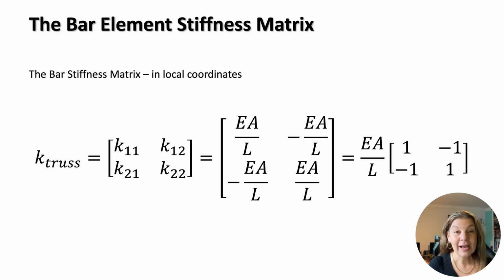And that's it. We have derived the stiffness matrix for a bar element or a truss element in its own local coordinates. As you can see, all the terms are EA over L, just pluses or minuses, depending on how the directions are related to what we determined as positive directions.